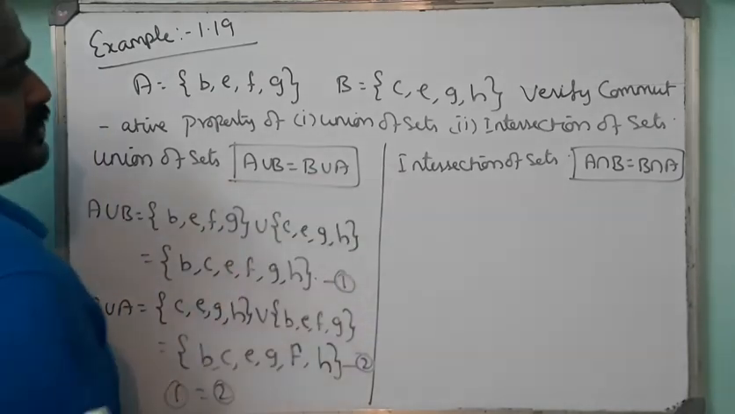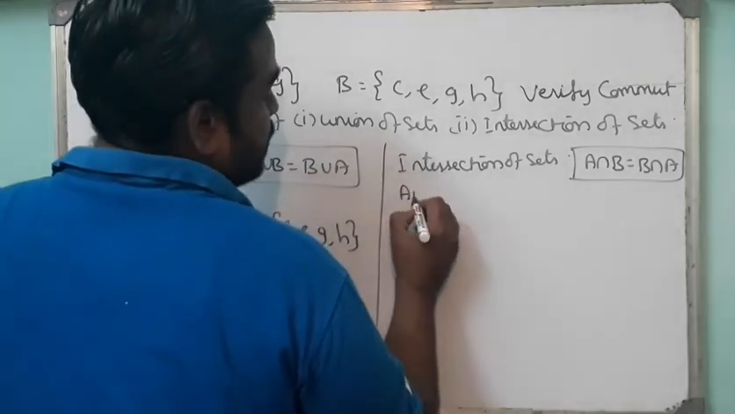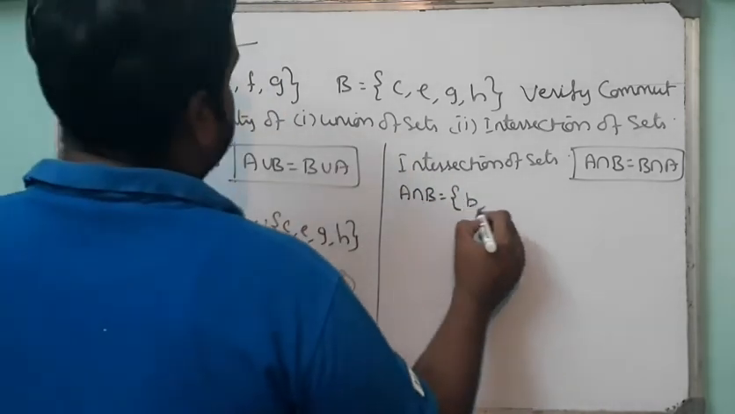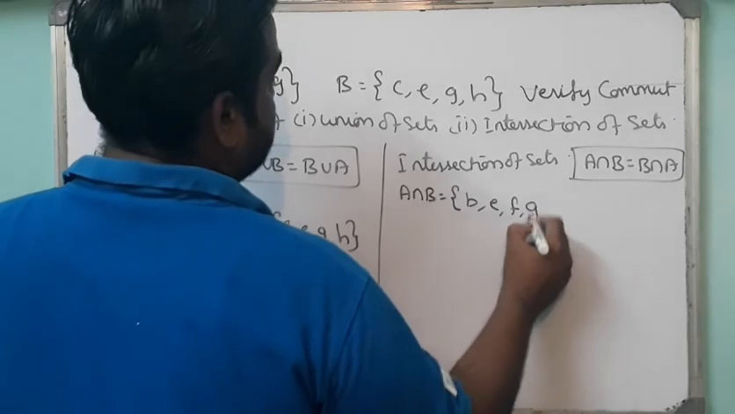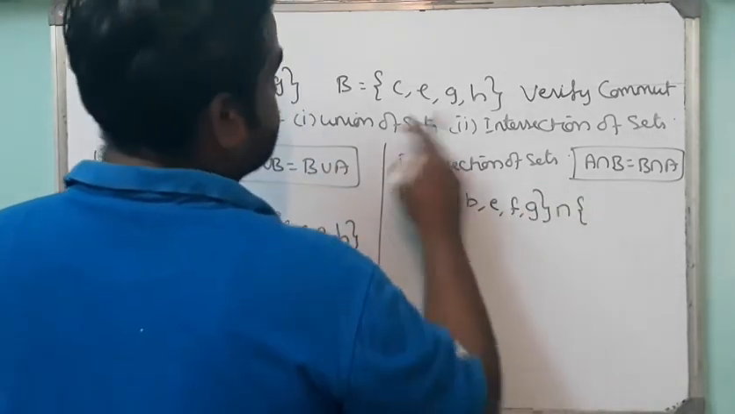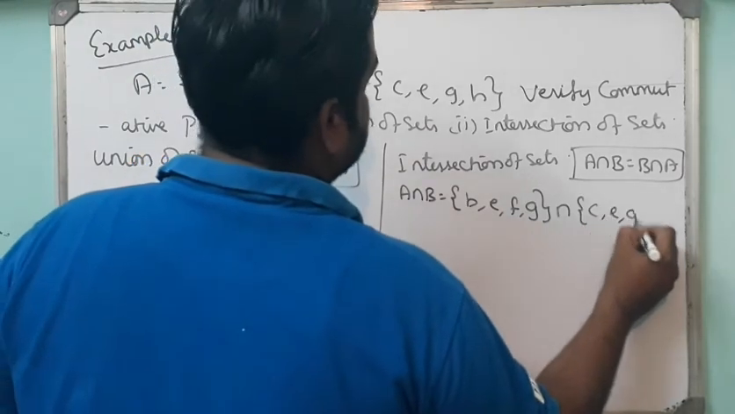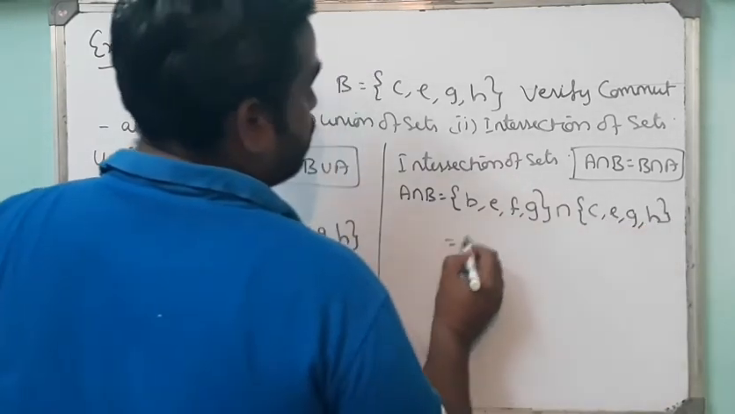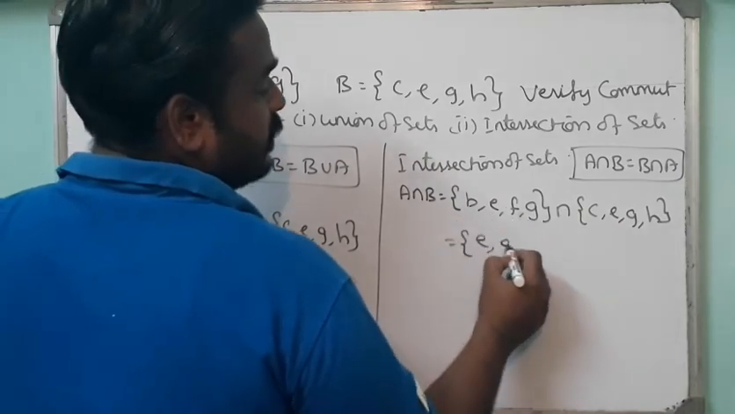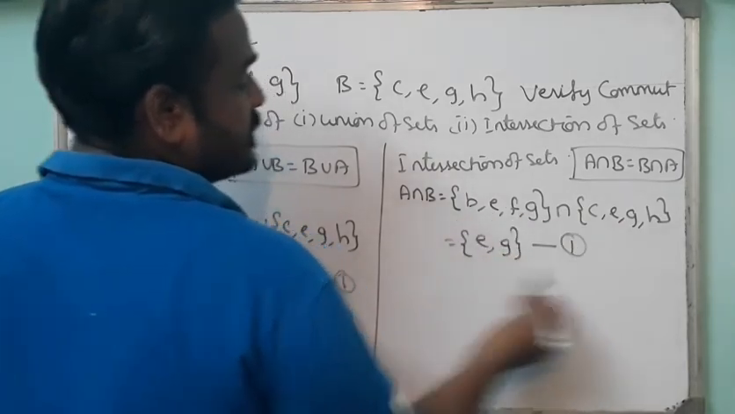Now go for the intersection of sets. So take the LHS, A intersection B equal to, what is intersection? First write down the elements B, E, F, G intersection B set is what? C, E, G, H. Pick out the common elements alone. E common element, G common element. ரெண்டு common element இருக்கு. Take this as equation 1.